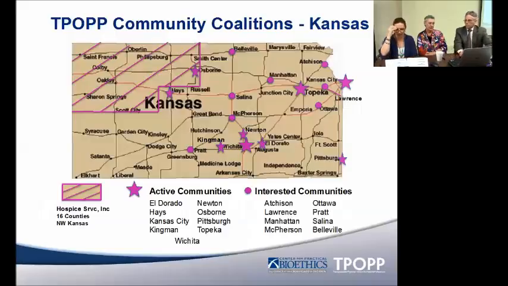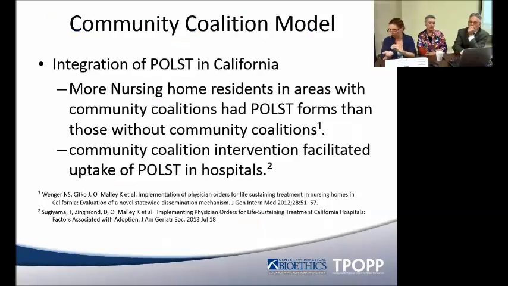So they did a study in California where they were looking at areas that had formalized community coalitions develop, compared to areas that did not. California is a huge state, and so they were able to draw those lines and see. And in the places where they had community coalitions set up, people were more likely to have forms. It was more likely to be integrated into the actual medical culture and practice.